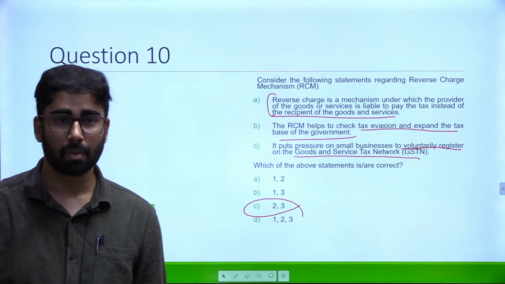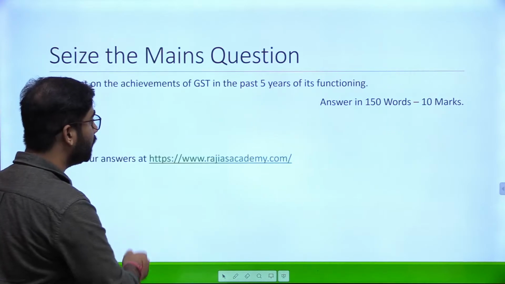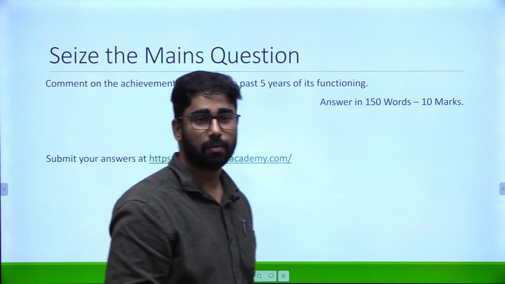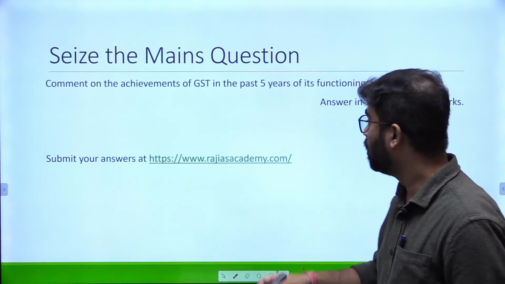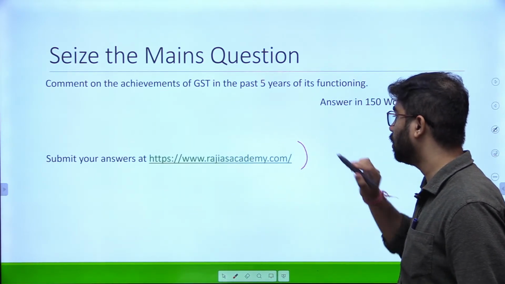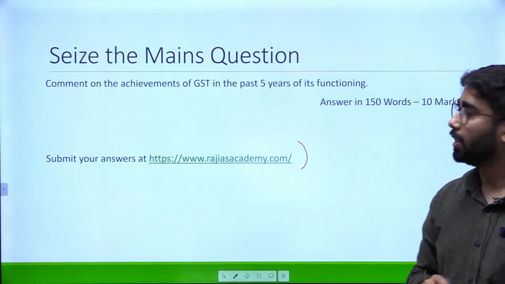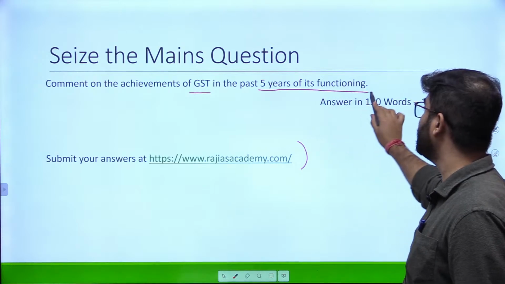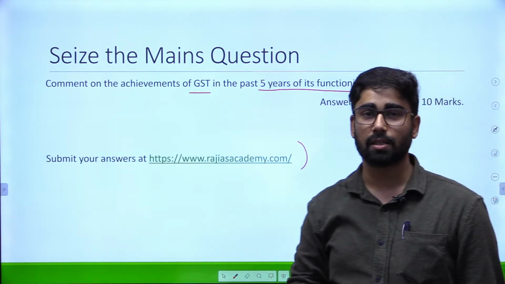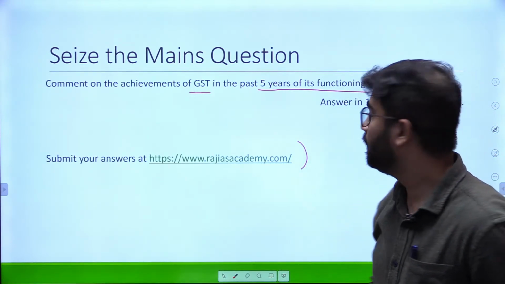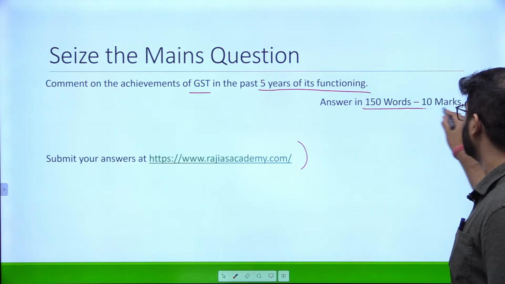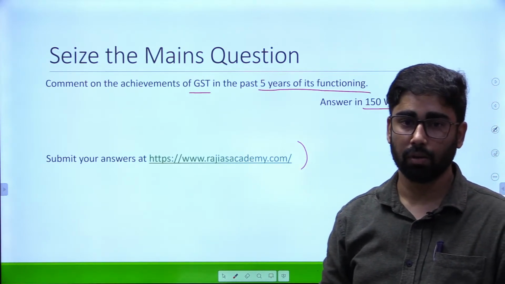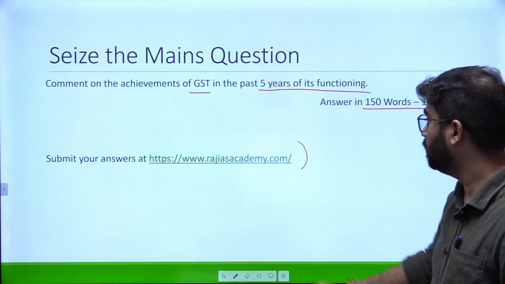With this we have reached the main question, which is for you to answer. You can submit your answer on our website, www.rajiasacademy.com. The question is: comment on the achievements of GST in the past 5 years of its functioning. You have to answer this in 150 words for 10 marks, as per the UPSC paper pattern. Write this question down and you can submit your answers on our website.